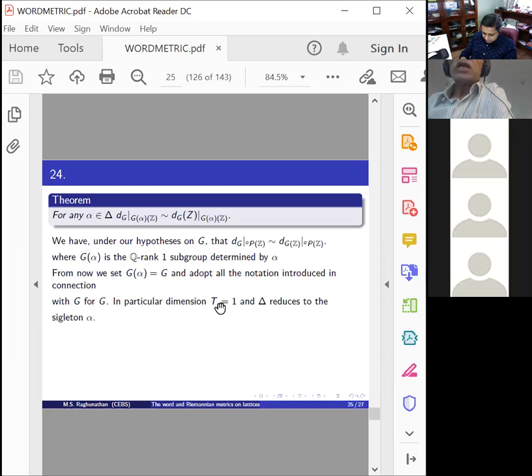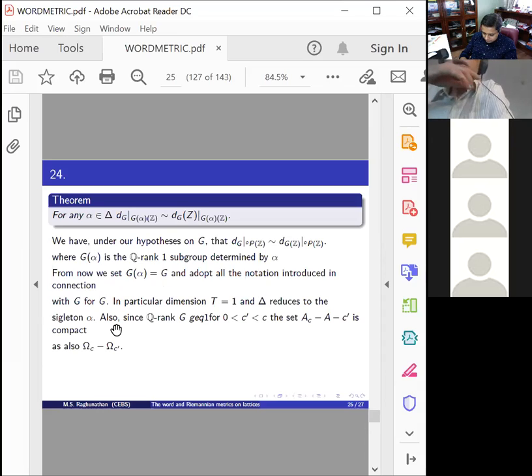In particular, dimension T equal to 1 and delta reduces to the singleton alpha. Also, since Q-rank G is greater than or equal to 1, that GEQ is okay. Q-rank G greater than or equal to 1, we have for 0 less than C prime less than C, AC minus AC prime is compact.